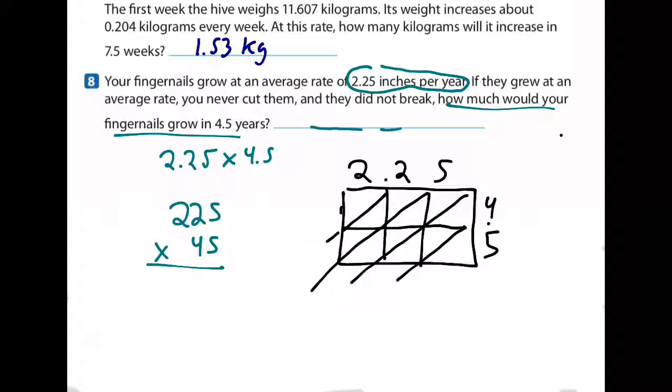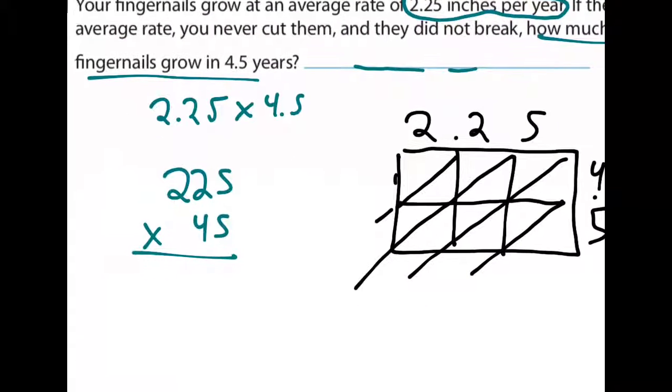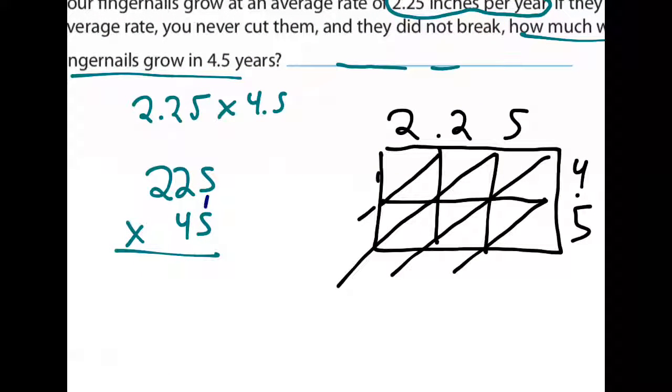Okay, so I have both problems set up. Traditional, notice I'm pretending it's a whole number, 225 times 45, because I'll place my decimal at the end. Lattice, I have the decimals in my factors. So let's start by multiplying. Ready? Traditional. 5 times 5 is 25. Carry the 2. 5 times 2 is 10, plus 2 is 12. Carry the 1. 5 times 2 is 10, plus 1 is 11. My first number is 1125.